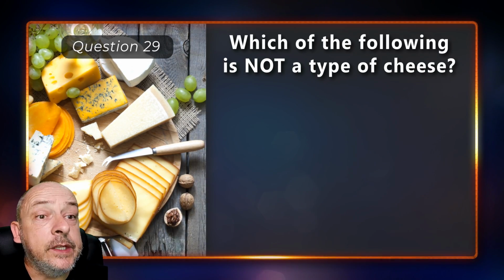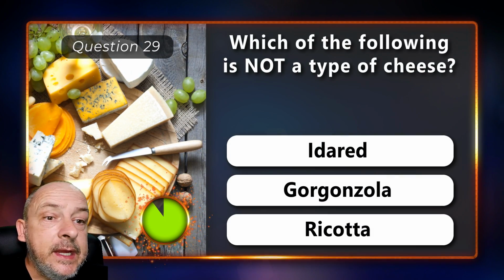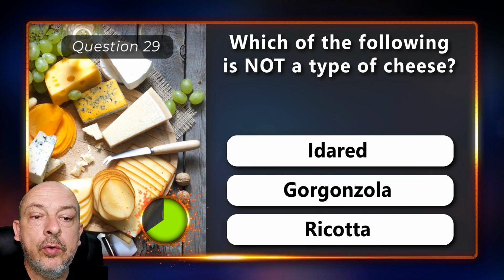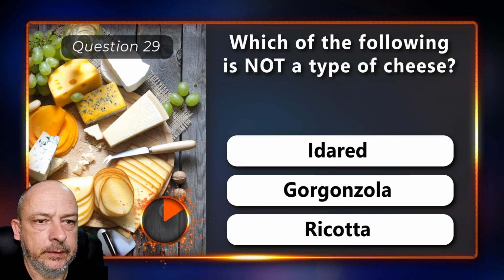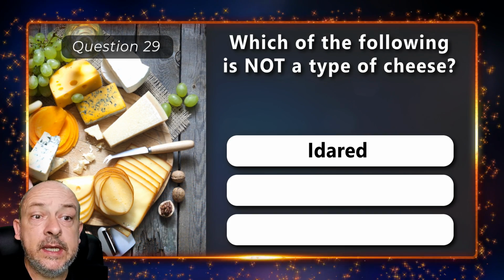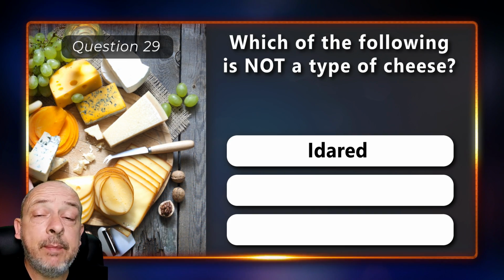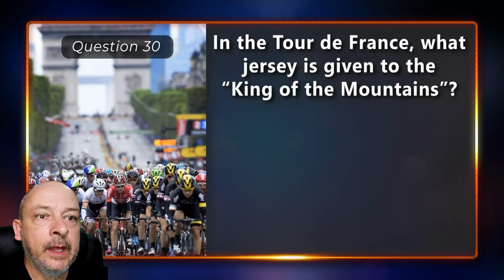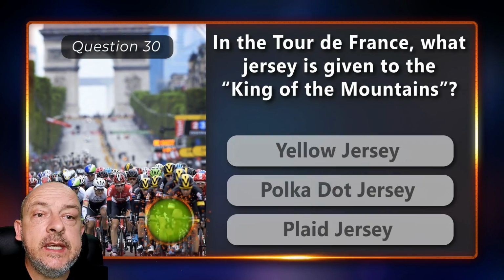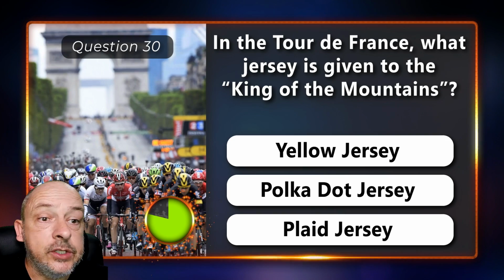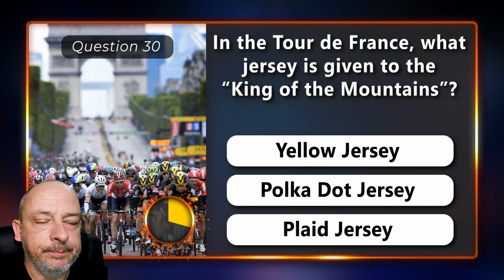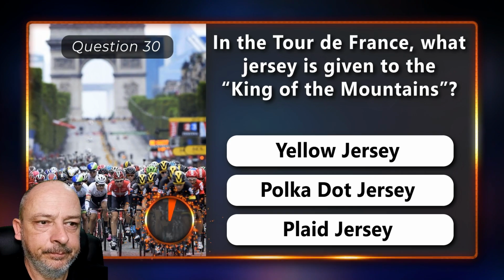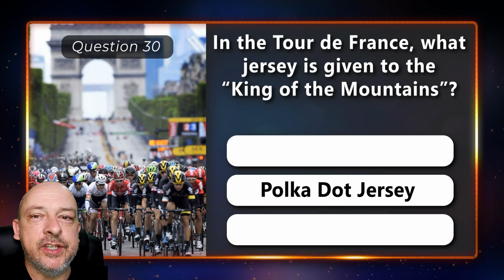Which of the following is not a type of cheese? Ida Red, Gorgonzola, or ricotta? Ida Red, which is an apple. In the Tour de France, what jersey is given to the King of the Mountains? A yellow jersey, a polka dot jersey, or a plaid jersey? A polka dot jersey.